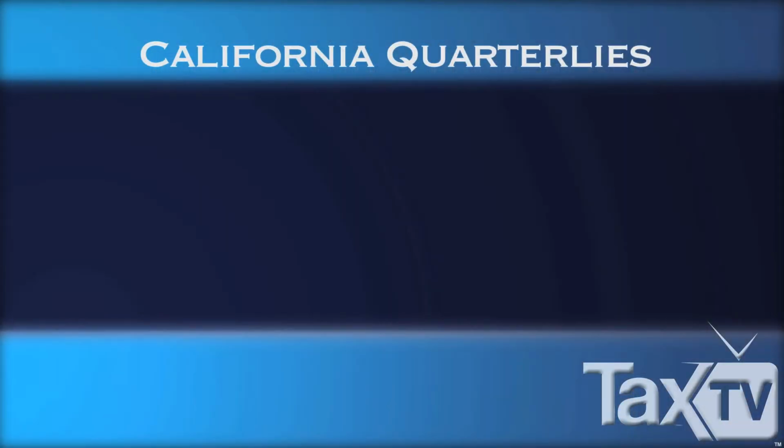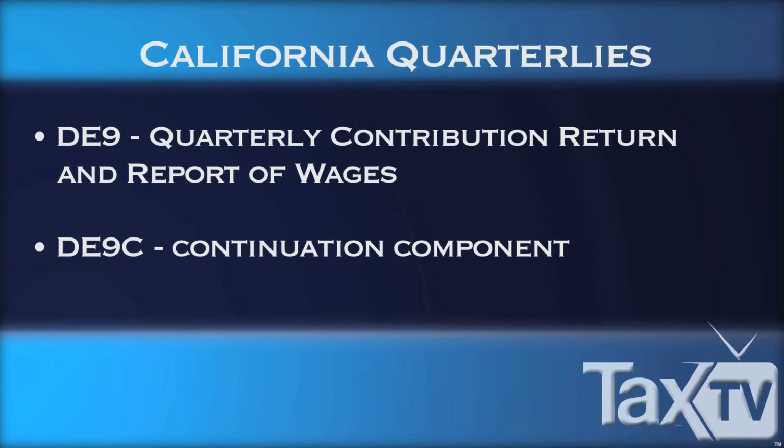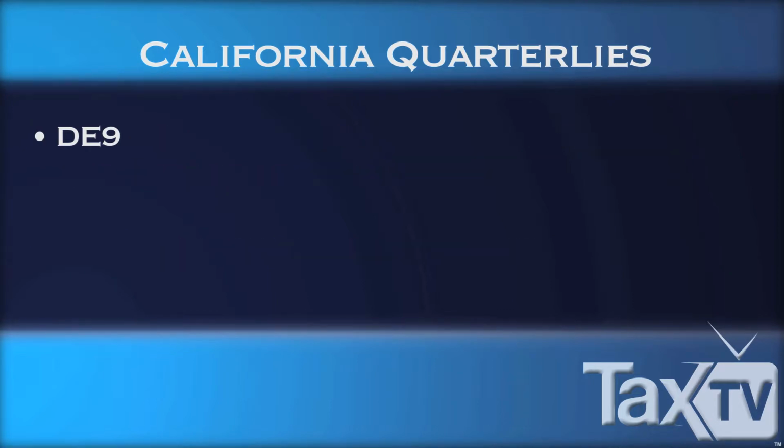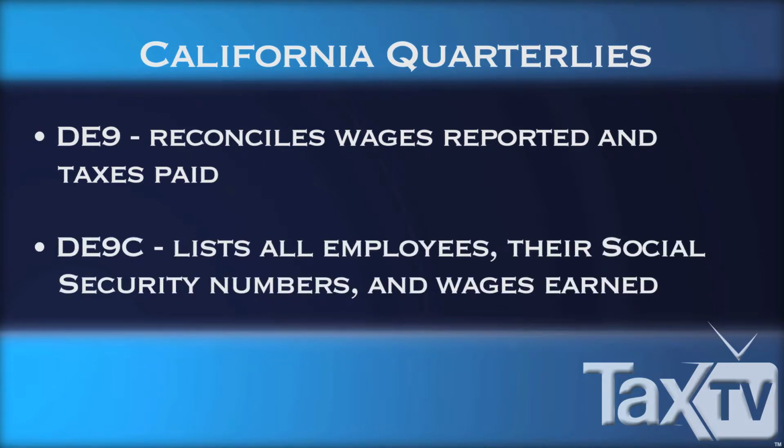Next, in the state of California, each quarter you must submit a DE-9 and a DE-9C. The DE-9 is the quarterly contribution return and report of wages. The DE-9C is the continuation component. The DE-9 reconciles wages reported and taxes paid for the quarter. The DE-9C lists all of your employees, their Social Security numbers, and the wages they earned for the quarter.